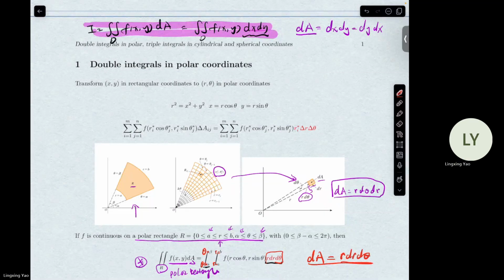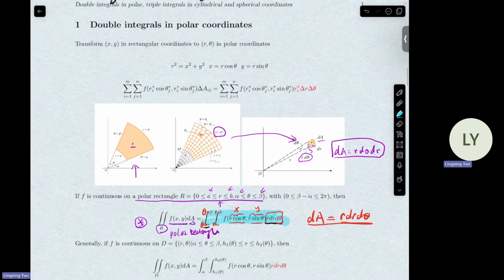Another thing is, remember x is indeed r times cosine theta, and y is converted by using r times sine theta. Then in this iterated integral over here, we have all just r and theta. So this is what we're going to get. So the key in converting this double integral in Cartesian coordinates to polar coordinates is to recognize this.